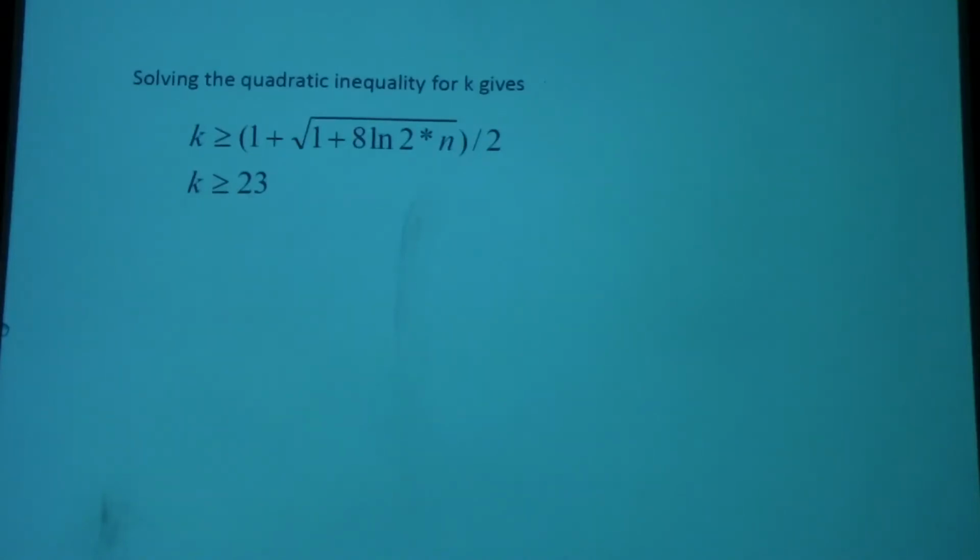23 people. What's 23 divided by 365? The answer is we don't know. But we do know that 23 out of 230 is 0.1. Right? 23 out of 460 is 0.05. So it's between those two values.